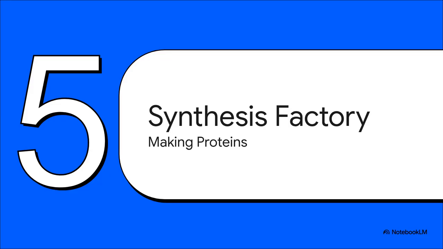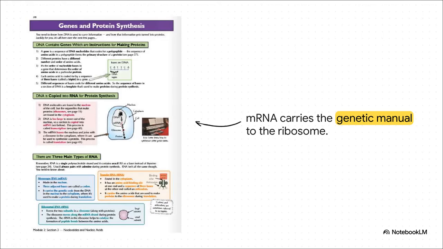And finally, Section 5. The Protein Synthesis Factory. We've got all the pieces on the board now, so let's watch these molecules actively manufacture proteins in real time. Think of the nucleus as the boss's office, where that sacred DNA manual is kept under lock and key. A specific section of DNA, a gene, is copied into messenger RNA, or mRNA. That mRNA acts as the disposable photocopy, leaving the nucleus through a tiny pore and traveling out into the cytoplasm, straight to the factory floor, which is the ribosome.